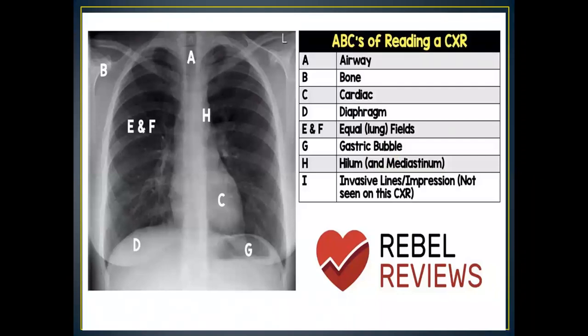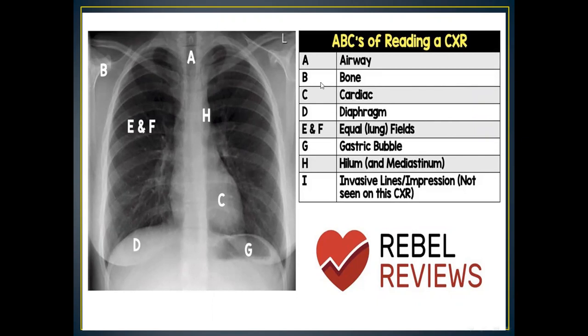Now, lastly, we have the ABCs of how to read a chest X-ray. First, we have A, which is the airway. Look at the trachea. The trachea should be central and slightly to the right. It should not be deviated. If it is deviated, either it is due to an abnormal patient position or another pathological cause.